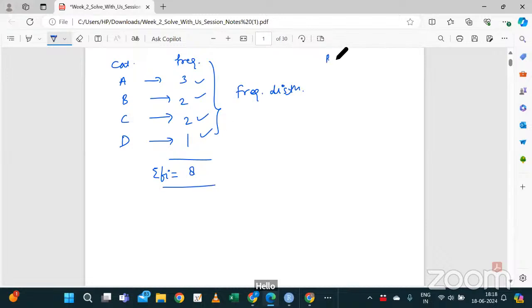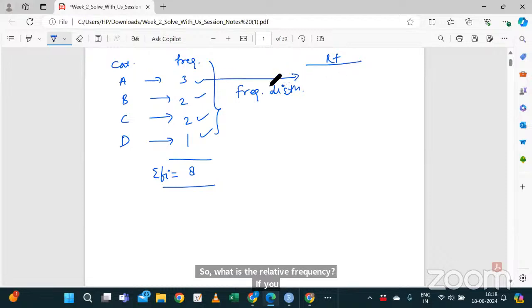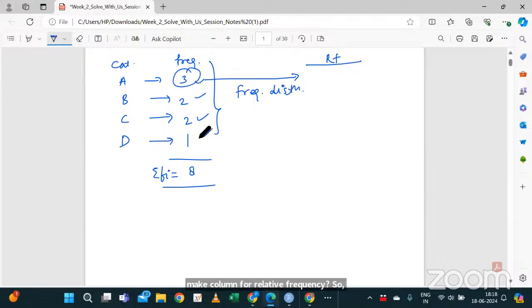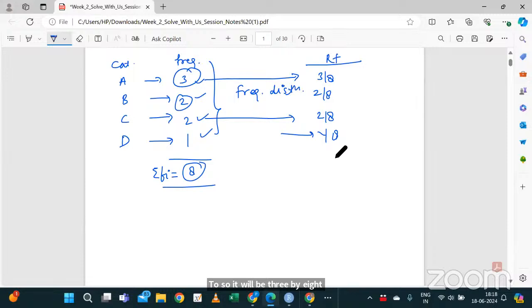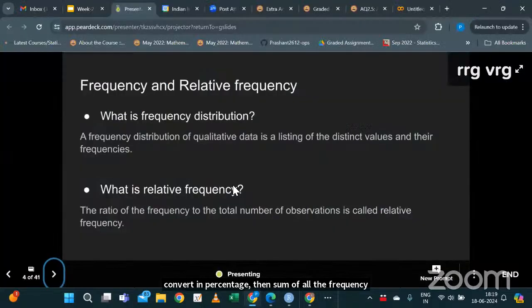So what is the relative frequency? If you make a column for relative frequency, relative frequency is nothing but the ratio of frequency to total. So it will be 3 by 8, then 2 by 8, 2 by 8, and 1 by 8. And the sum of all the relative frequencies is always equal to 1. Or if you convert to percentage, then the sum will be 100%. That's all. So this is the definition of relative frequency.